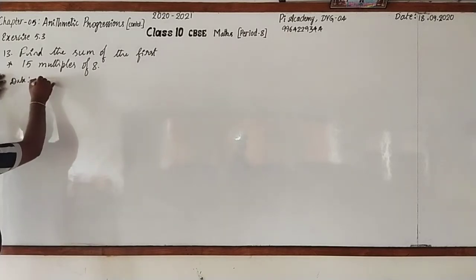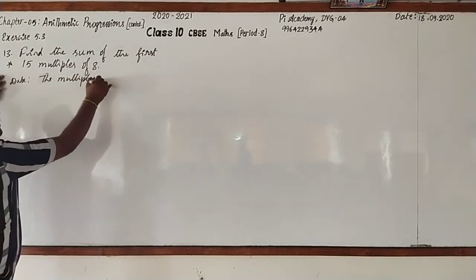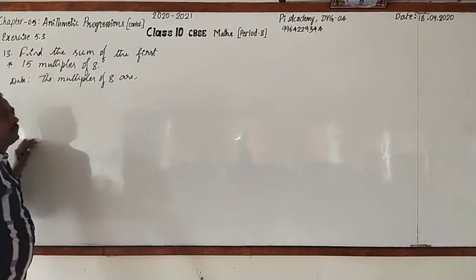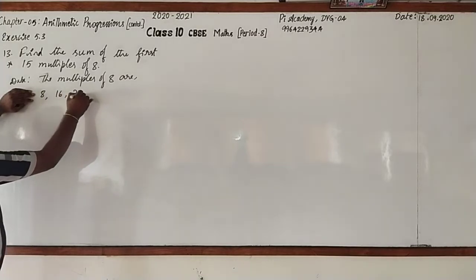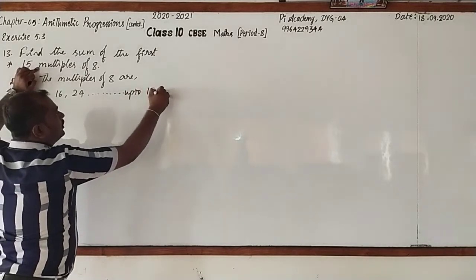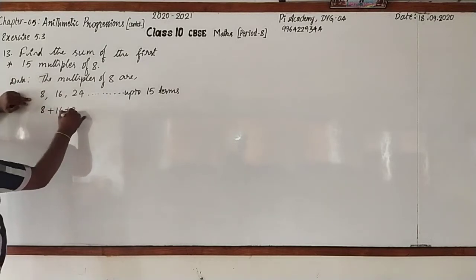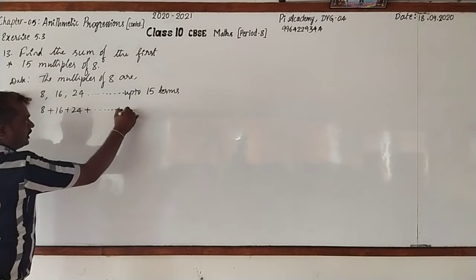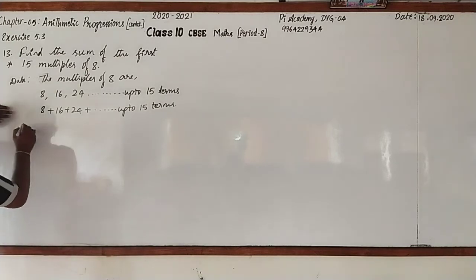The 15 multiples of 8, what are those? 8 ones are 8, 8 twos are 16, 8 threes are 24, 32 and so on up to how many multiples? 15. Their sum can be written as 8 plus 16 plus 24 plus so on again up to 15 terms. Got it? Yes. Now you write the terms.